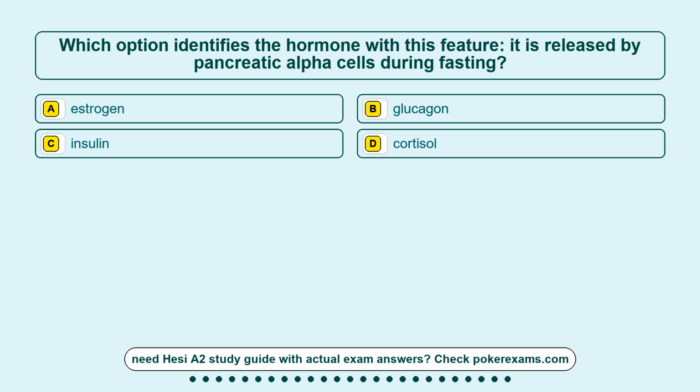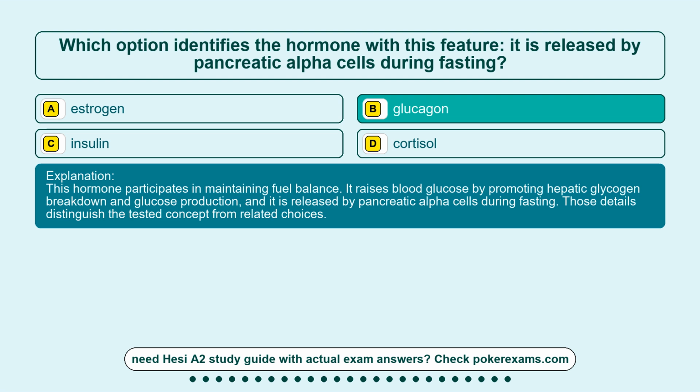Question 23. Which option identifies the hormone with this feature? It is released by pancreatic alpha cells during fasting. Option A, estrogen. Option B, glucagon. Option C, insulin. Option D, cortisol. The correct answer is option B, glucagon.